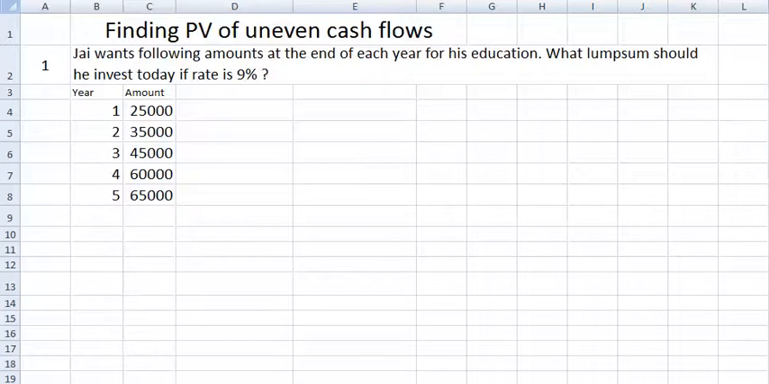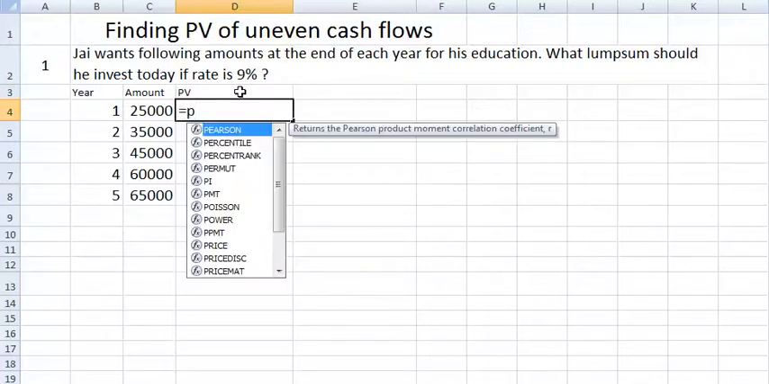Now because cash flows are uneven, we can't use them as PMT. So we can do two things. First, we can find out present value of each individual figure. Let's see how do we do that.